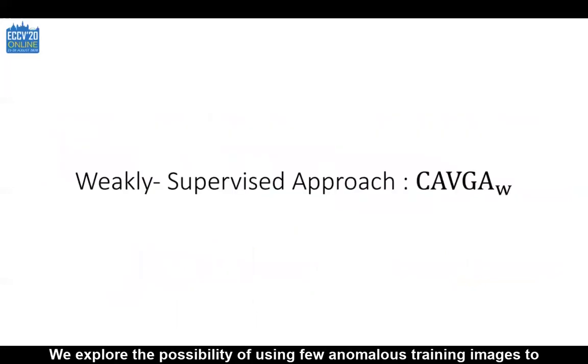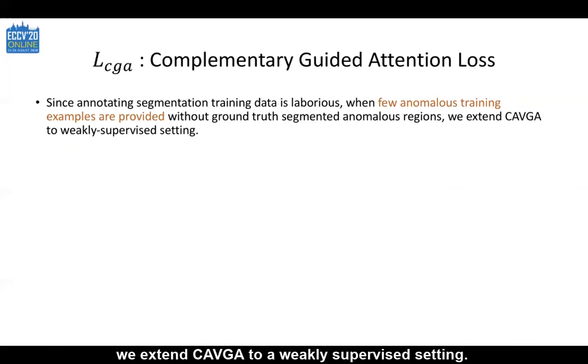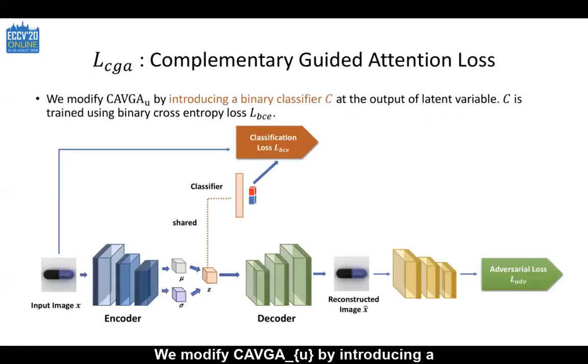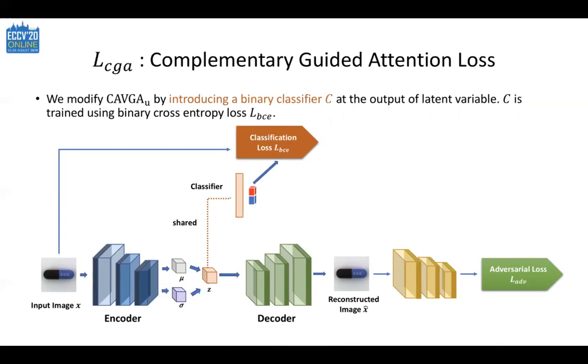We explored the possibility of using few anomalous training images to improve the performance of anomaly localization in the weakly supervised setting. Since annotating segmentation training data can be laborious, in the case when the annotator provides few anomalous training images without ground truth segmented anomalous regions, we extend CAVGA to a weakly supervised setting. We modify CAVGA-U by introducing a binary classifier C at the output of z as shown, and train the classifier using binary cross entropy loss, LBCE.